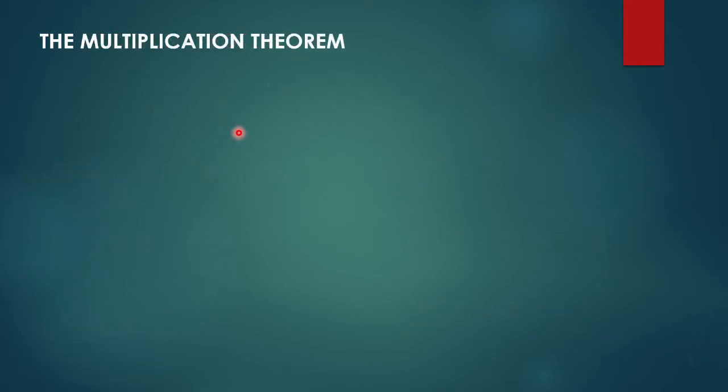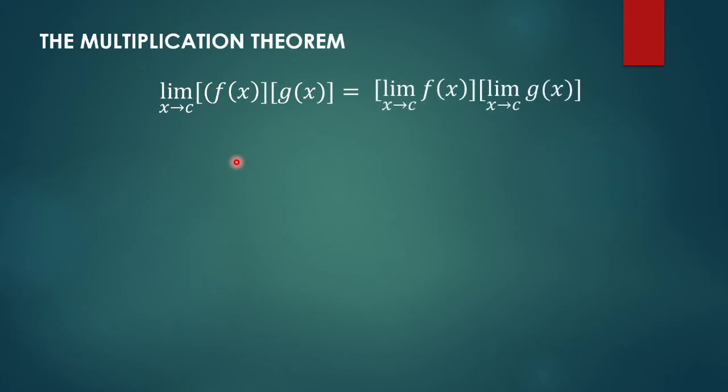For the multiplication theorem, if we have the limit of the product of f of x and g of x as x approaches c, this can be written as the limit of f of x as x approaches c times the limit of g of x as x approaches c.